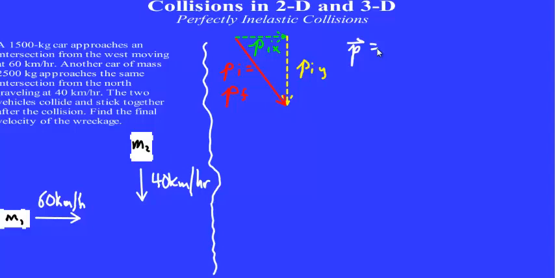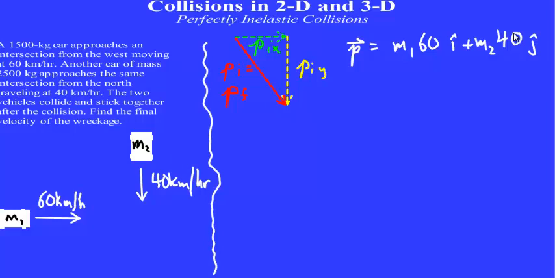I'm going to use a little shorthand just to save some room, but in the x direction we have, say, m1 times 60, and I'm going to drop the units, and that's in the i direction, plus m2 times 40 in the j direction. That is the total momentum expressed vectorially.